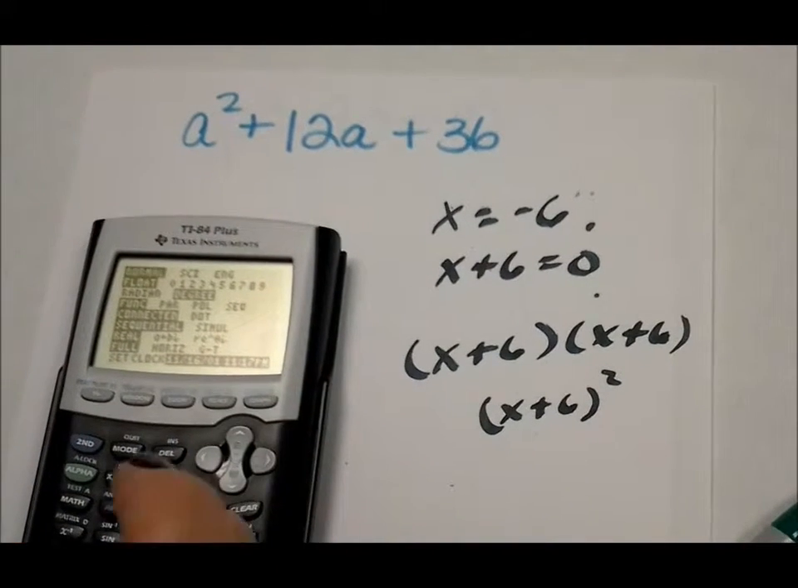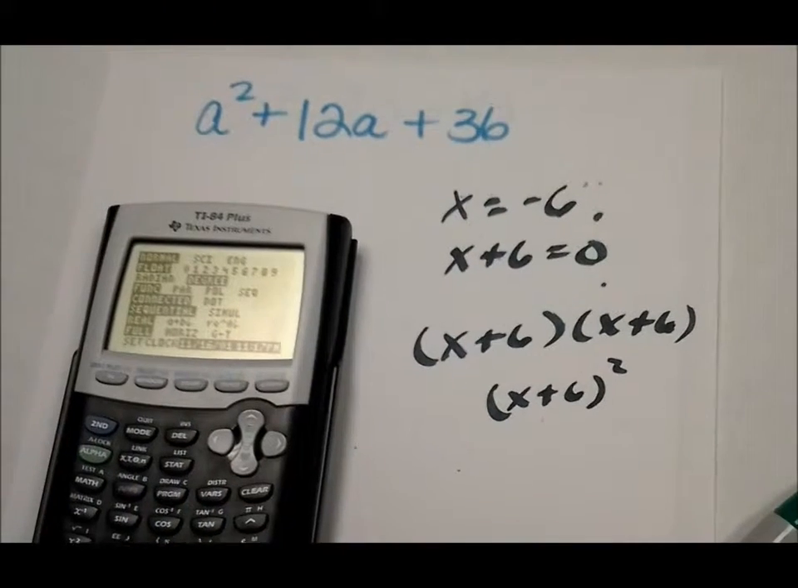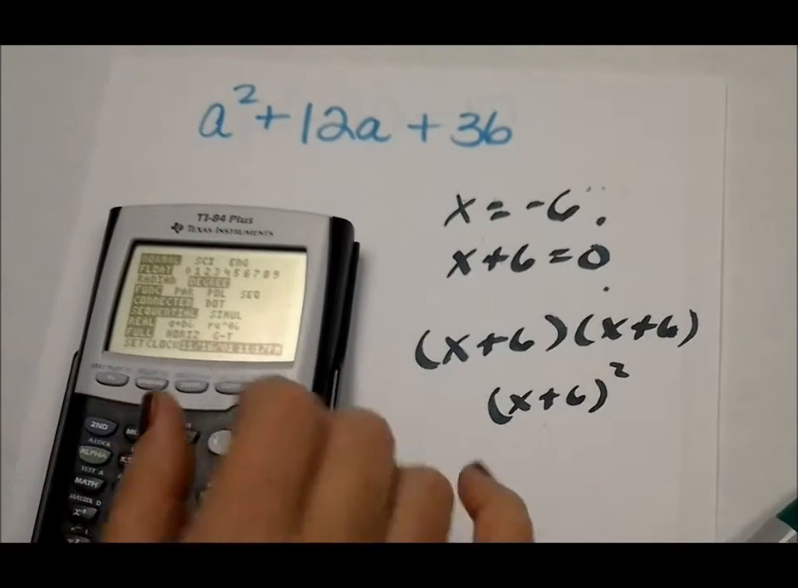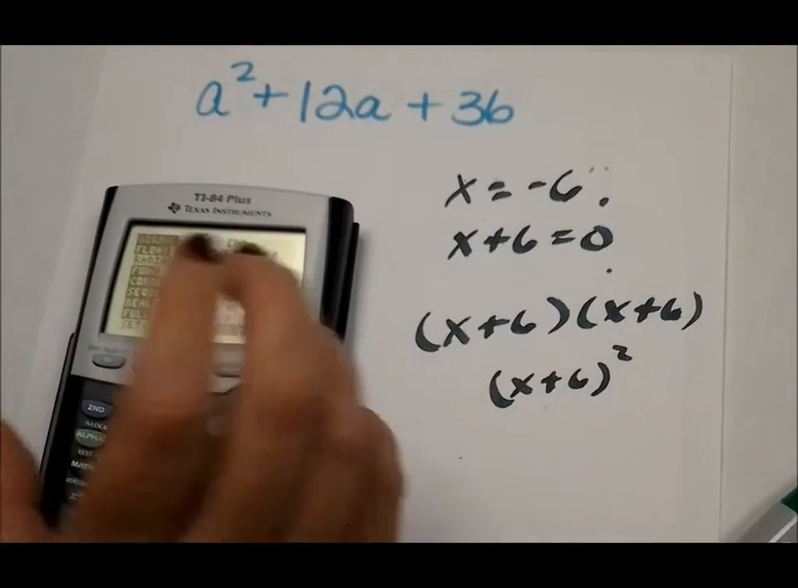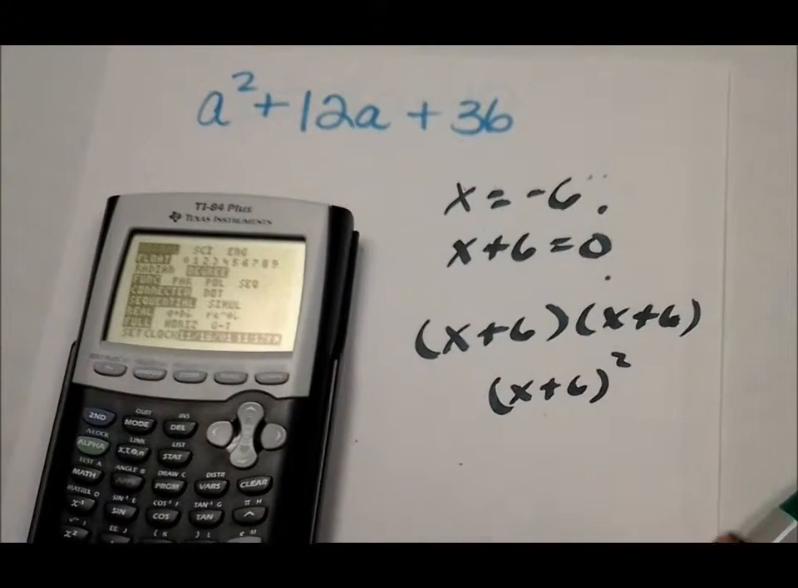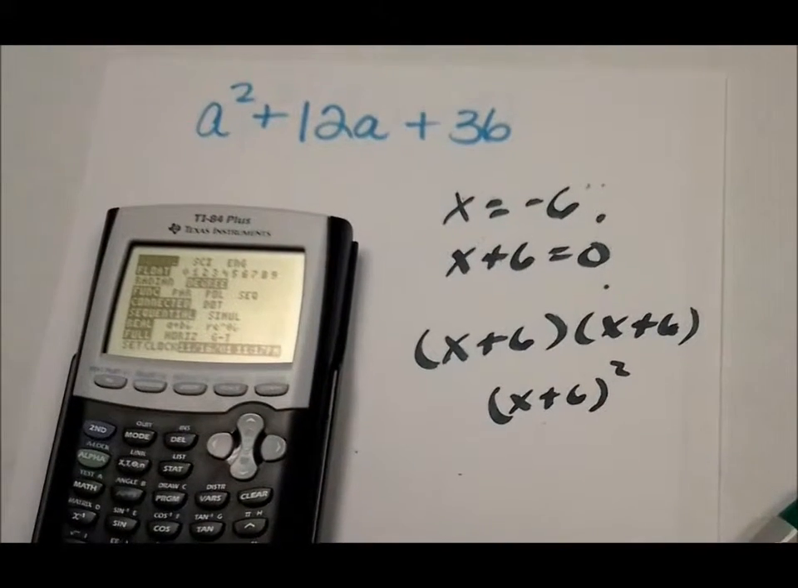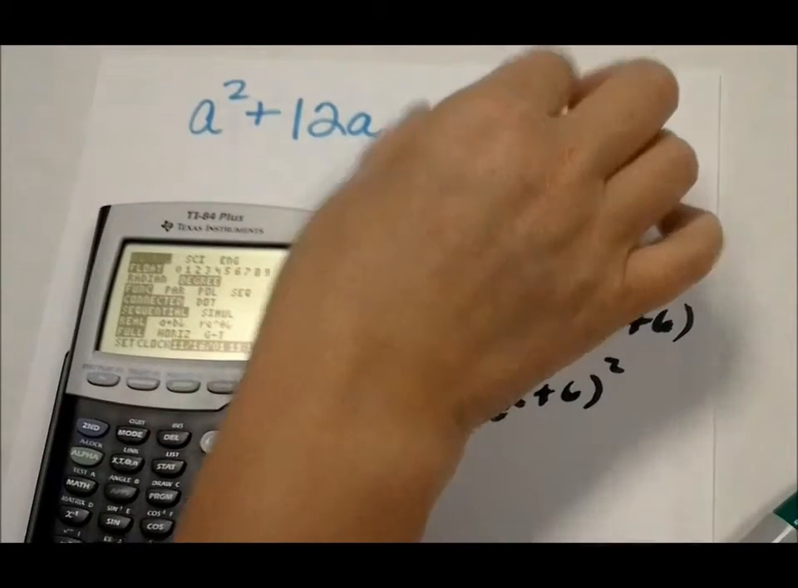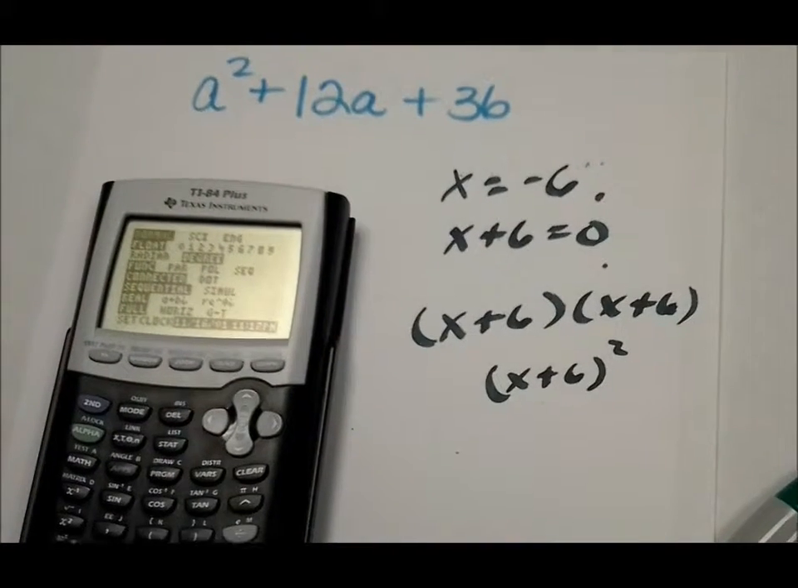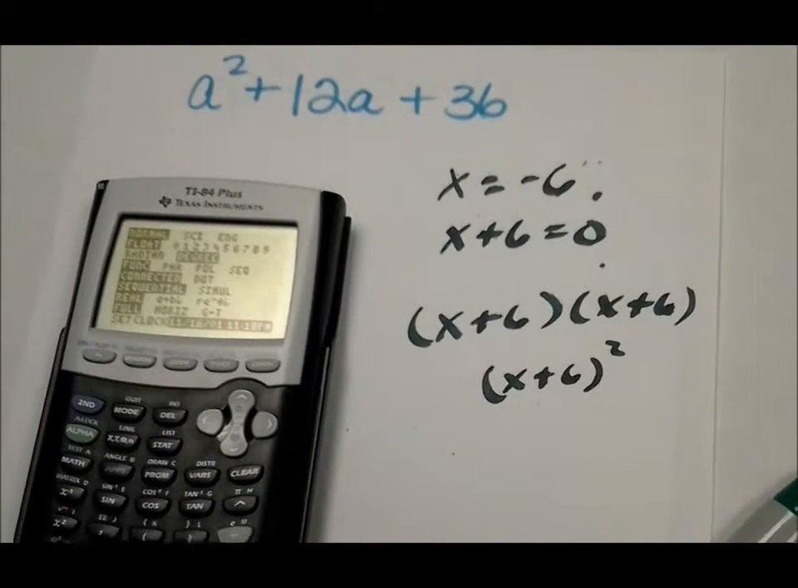It's that rounding issue that keeps you from wanting to use the trace key to find this. You actually want it to calculate. And I went to the table to verify because I knew that negative 5.99999999 was really close to negative 6, which is a factor of 36.